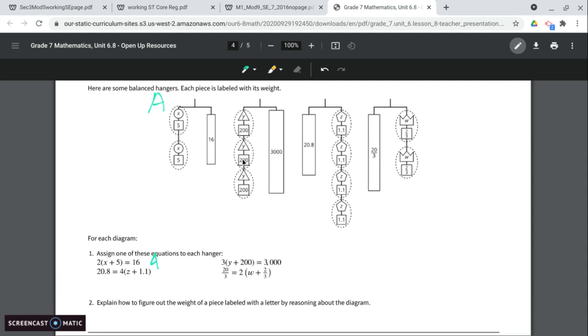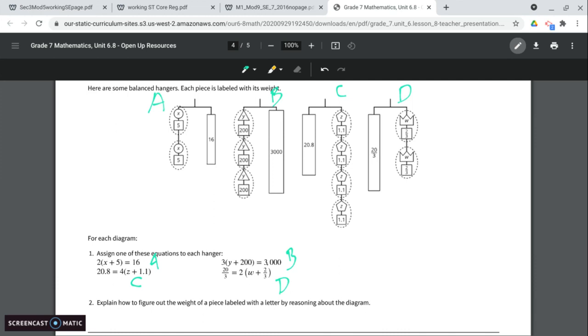The next one, we've got three groups of y plus 200. So this is our hanger B equals 3,000. Here we've got 4 groups of z plus 1.1. So this is C, so this is C. And then last but not least, we have two groups of the w plus 2/3. So it is D, and it goes with this equation here.